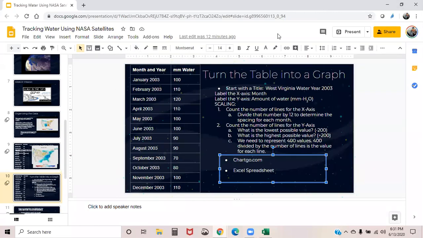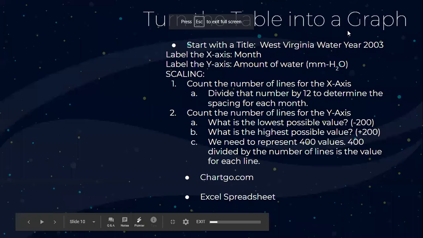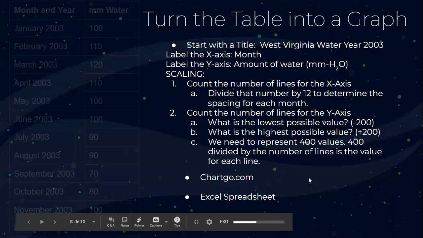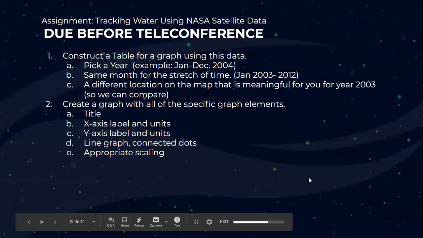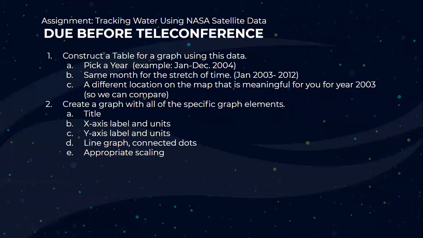Okay. So let's wrap up class here, now that I've given you those examples. So things you need to do, but try to do before the teleconference on day 3. You need to construct a table for a graph using this data. For example, you can do it for any year. If you want to do January to December for 2004, do that.